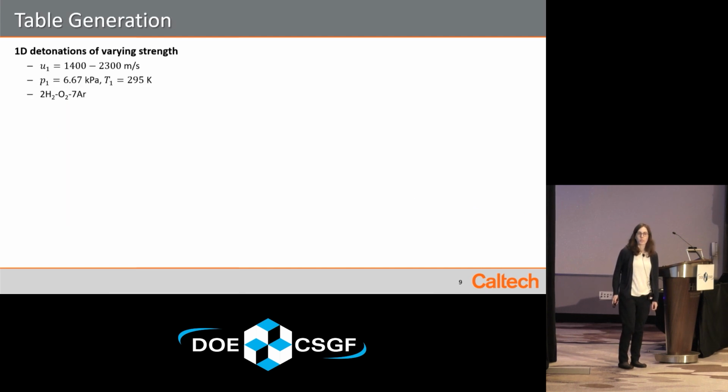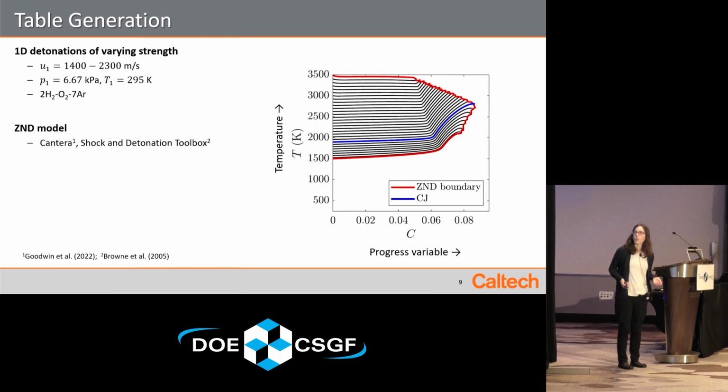To generate the table, we're going back to our one-dimensional detonation model, because those are cheap calculations to do. And so if we take a variety of detonations, one-dimensional, propagating at different speeds, each of these black lines is a different detonation solution. I'm showing this in our temperature progress variable space.